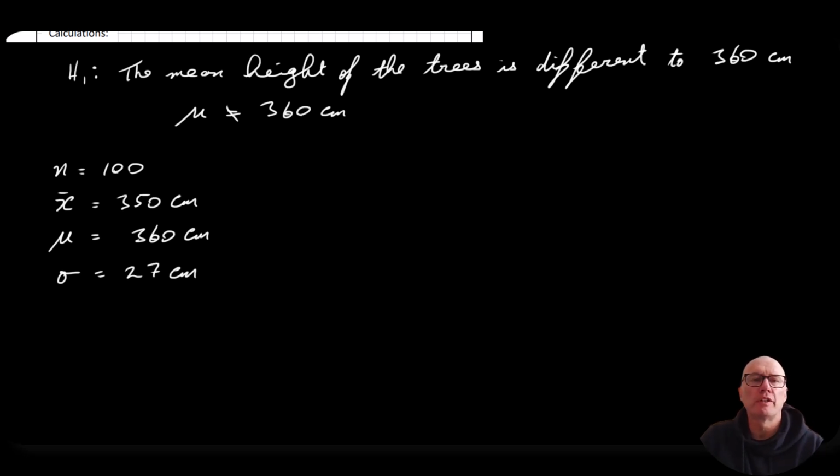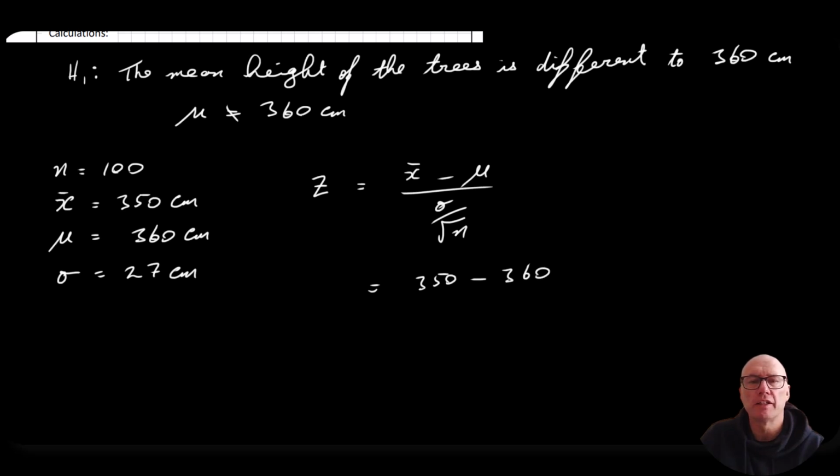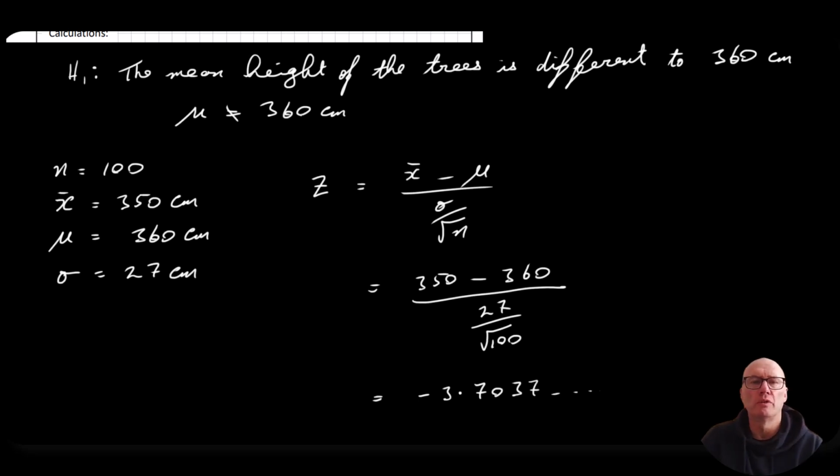So we're going to work out our test statistic, which is z, which is just x bar minus mu over sigma over the square root of n. In our case, x bar is 350. We've got to subtract 360, divide by sigma, which is 27, divided by the square root of 100. That is just calculator work. You can do that no problem on your calculator, and you should get a value of minus 3.7037 and so on. So quite a low Z value.